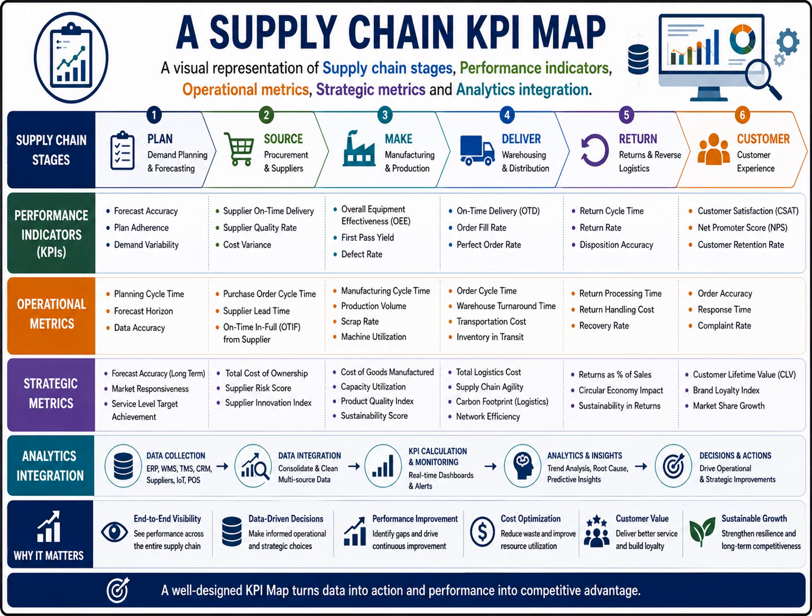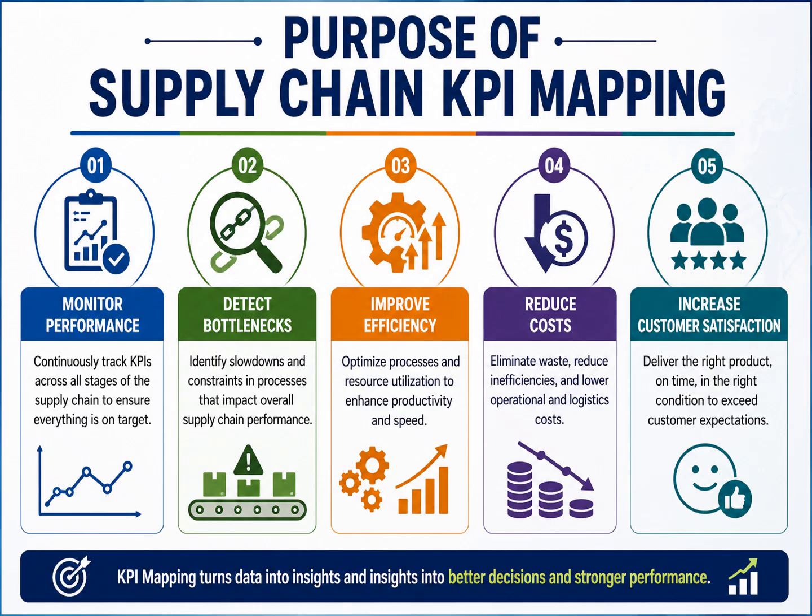Now let's define the supply chain KPI map. It is a visual representation of supply chain stages, performance indicators, operational metrics, strategic metrics, and analytics integration. The purpose of supply chain KPI mapping is to monitor performance, detect bottlenecks, improve efficiency, reduce costs, and increase customer satisfaction.